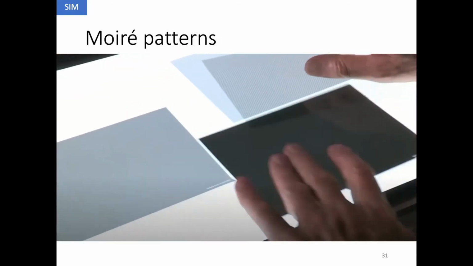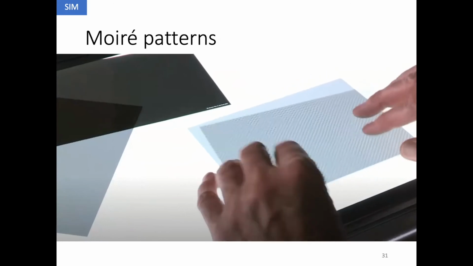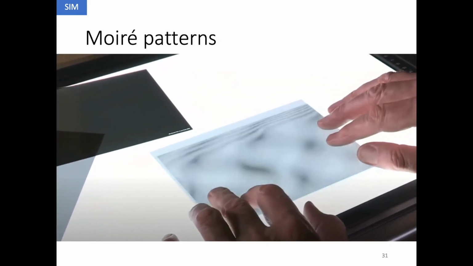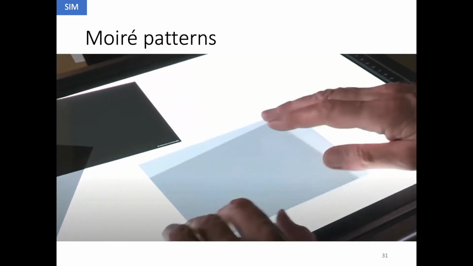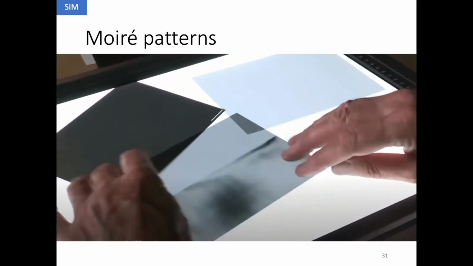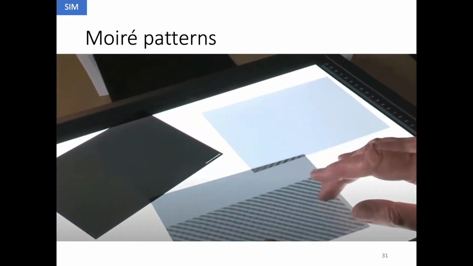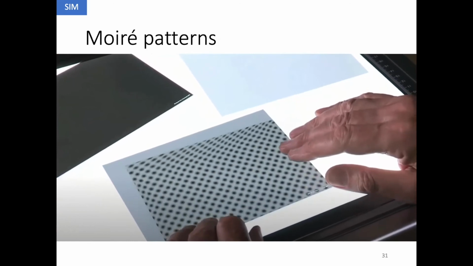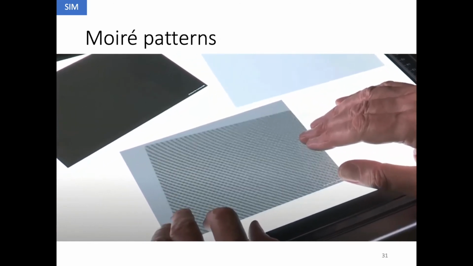So you can see, for example, these are, I think, overlapping lines. And if you change the angles, you see this person is changing the angles, you see new patterns emerging, and they are larger, right? So they fall in a different frequency area if you would do a Fourier transform.